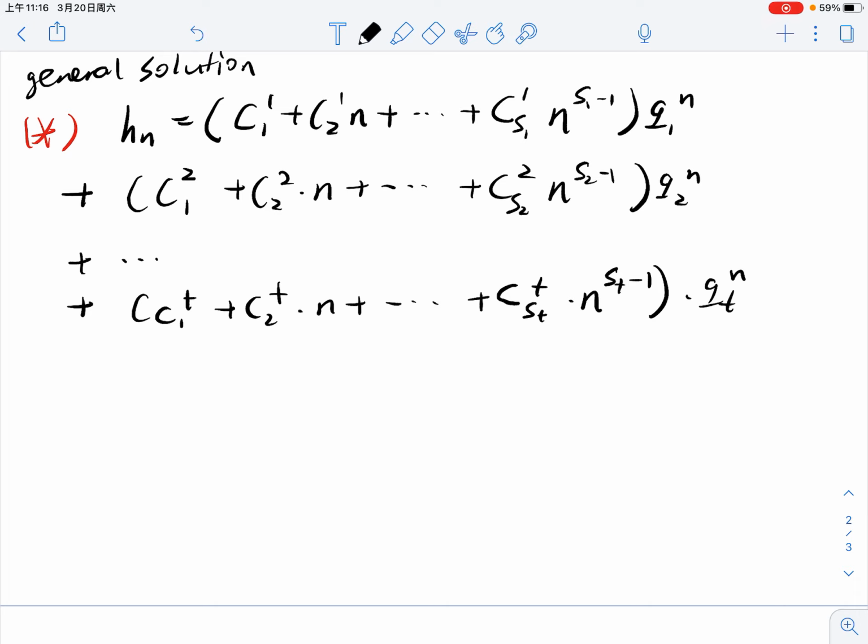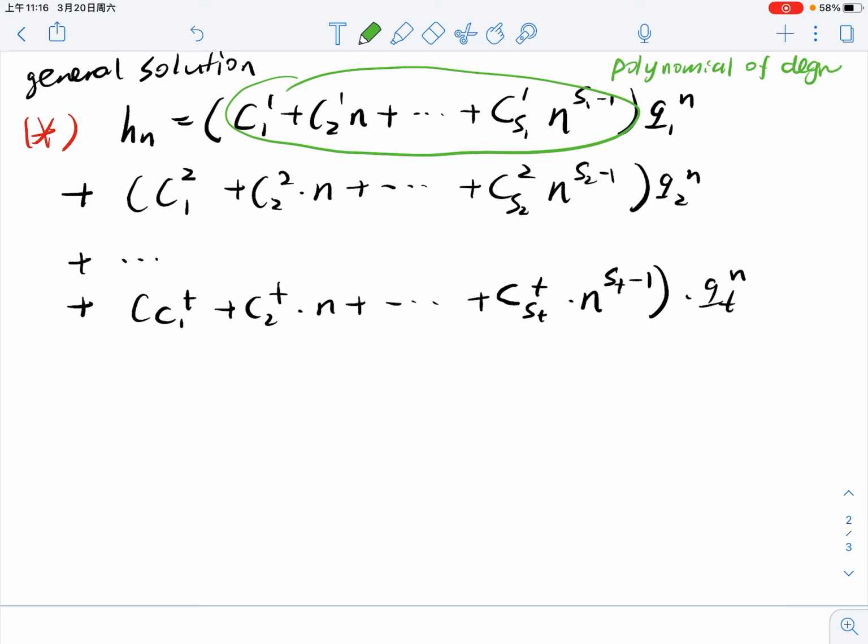So you see, for each root, for example q1, since you have s1 repeated roots, you should have a polynomial in n of degree s1 minus 1 multiplying q1 to the n. So that's the general rule.